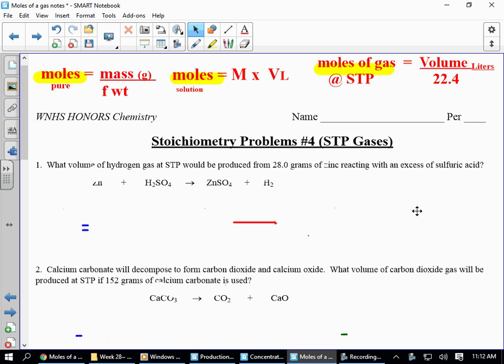The answer key for stoichiometry problems number 4, STP gases. You have to have at least seen the lecture on moles of a gas notes, and so now we know 3 understandings of the mole.